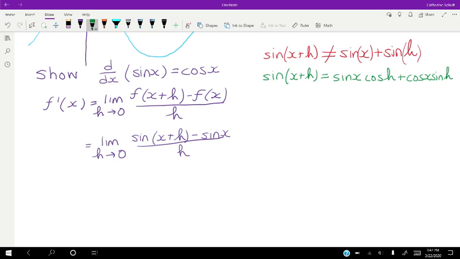So let's make that substitution, and we'll see what we can do with our expression. Because again, we're going to have to simplify it so we can get rid of that h. So again, it's going to be sine x cosine h plus, now the opposite, cosine x sine h. All right, and then we'll write everything else.